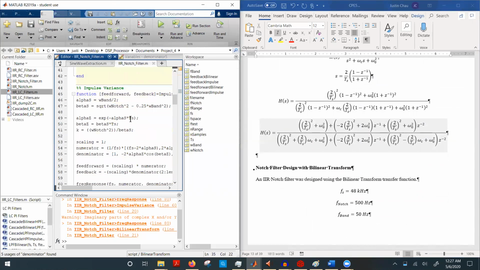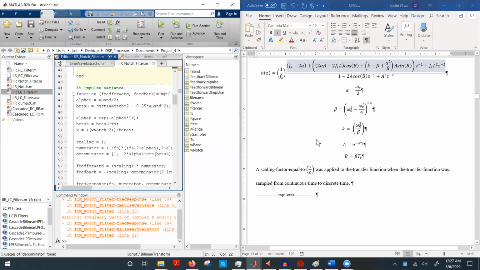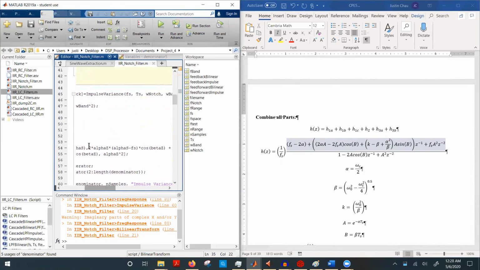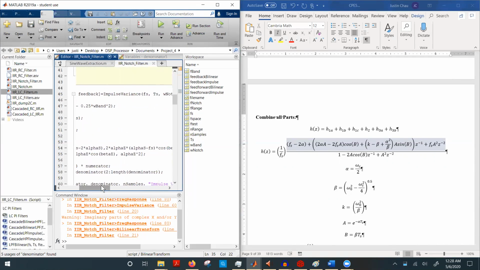So we'll skip bilinear. We'll start with impulse invariance since I started with the impulse invariance theory. So the impulse invariance function is right here, and basically these just correspond. So this fs minus 2 alpha is this term right here, and this is all in an array or a vector, or coefficient matrix, whatever you want to call it. And so this is this middle term over here, and then this is this last term over here. So this is the numerator coefficient matrix, and this is the denominator coefficient matrix: 1, negative 2 cosine beta, and then alpha, or A.